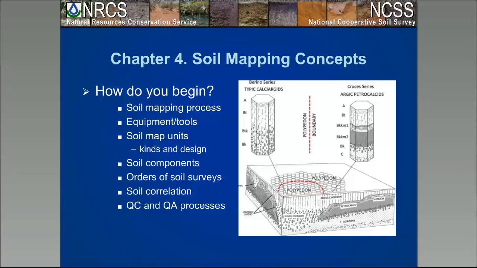Something new that we have added in this chapter is the soil correlation process. At one time, soil correlation was making sure that your major soils had the same classification from one location to another. But soil correlation goes much deeper now than it has before, and it includes correlation of plant communities, correlation of landscapes, etc.